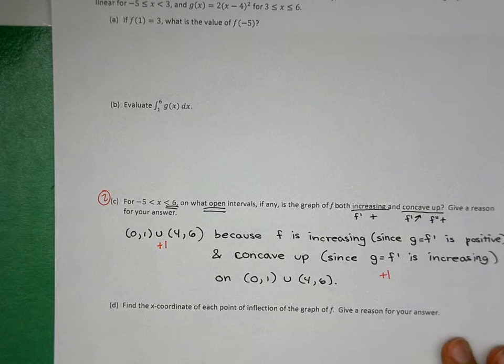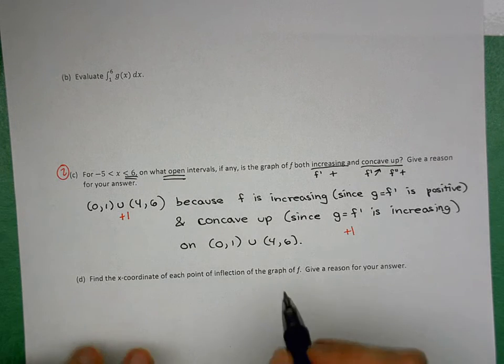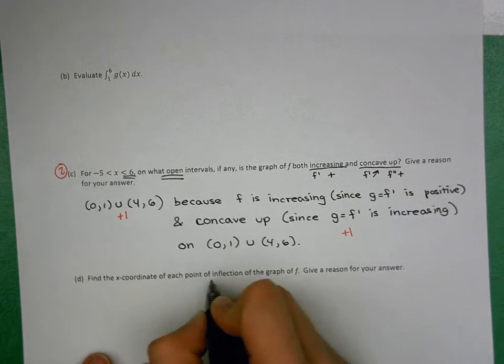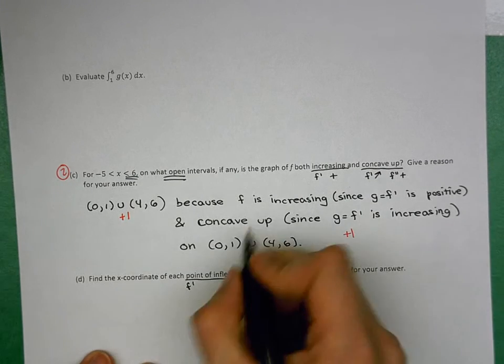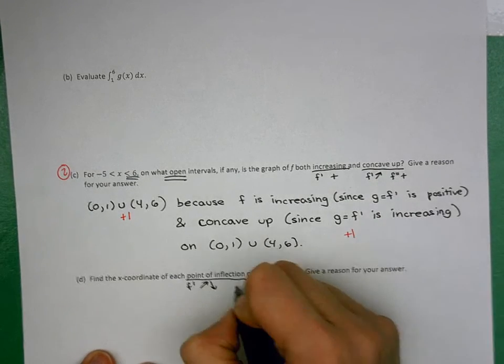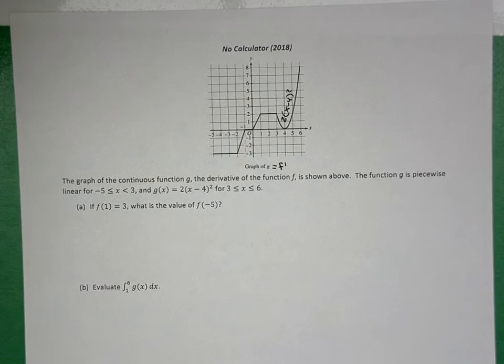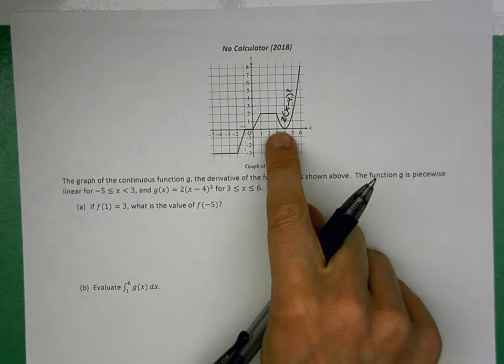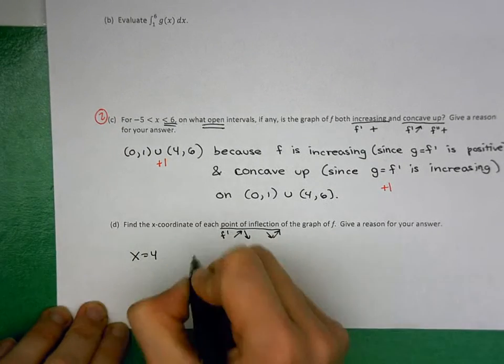Part D, find the x-coordinates of each point of inflection on the graph of f. Remember we have f prime, so what does f's points of inflection look like on an f prime graph? Well, f prime is increasing to decreasing or decreasing to increasing. Looking at our graph of f prime, where do we see that? Not only 1 point. x equals 4 is the only place where we see that happen. So we'd have x equals 4, and then give a reason.